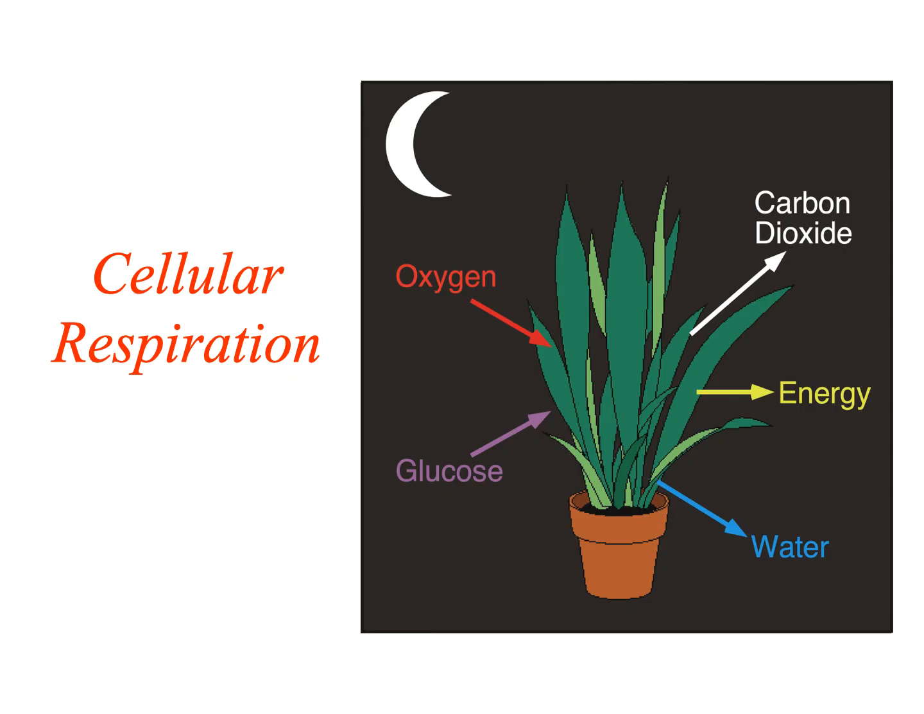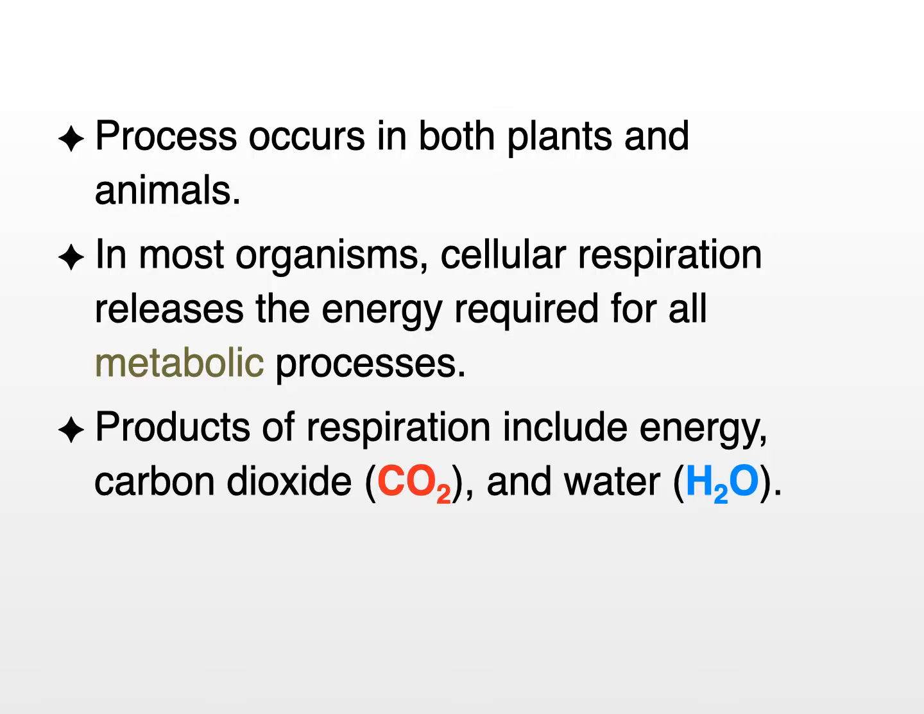So here we have cellular respiration represented in a simple diagram. The plant takes in oxygen, it takes the glucose within its tissues, breaks them down, and produces energy, carbon dioxide, and water. Respiration, as I said, occurs in both plants and animals. In most organisms, cellular respiration releases the energy required for all metabolic processes. Products of respiration include energy that is used in the metabolism of the organism, carbon dioxide, and water.